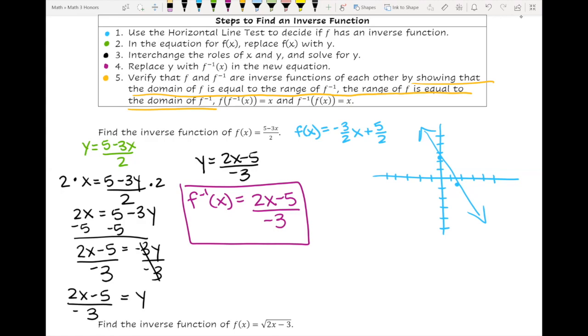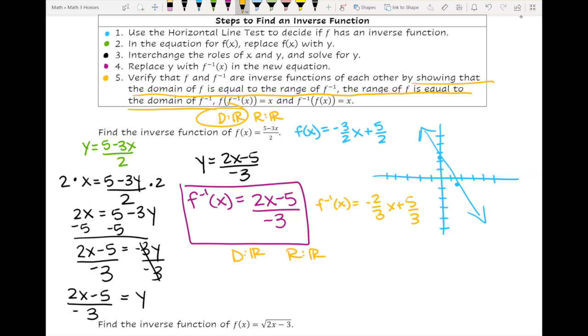Because my original f function is a straight line, the domain is all real numbers, and the range is all real numbers of this original function. For f inverse, this actually is a straight line as well. If you rewrite your inverse in slope-intercept form, you can tell, again, this is -2/3 x plus 5/3. So it's in slope-intercept form, it's a straight line, which means that your domain is all real numbers and the range is all real numbers.